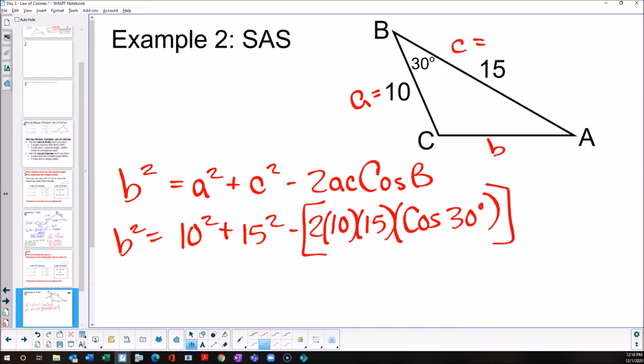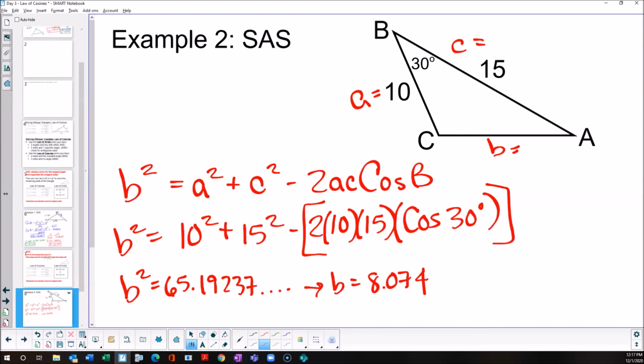10 squared plus 15 squared minus parentheses 2 times 10 times 15 times cosine 30. All right, but I need B, so you have to take the square root, right? Okay, so now I have side B.